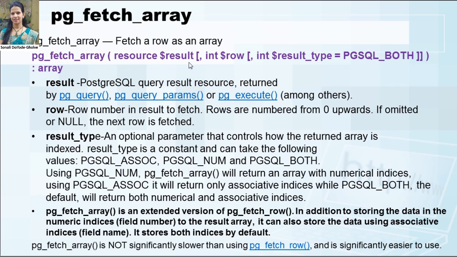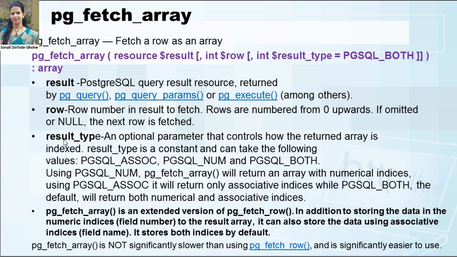pg_fetch_array(resource result, row, result_type equals PGSQL_BOTH). Okay. See, in this pg_fetch_array function there are different parameters: result, row, result type. So write the PostgreSQL query result resource. Here you can write the result resource. Then row number in a result to fetch, which row number you want. Row numbers start from 0 upwards like the previous example.